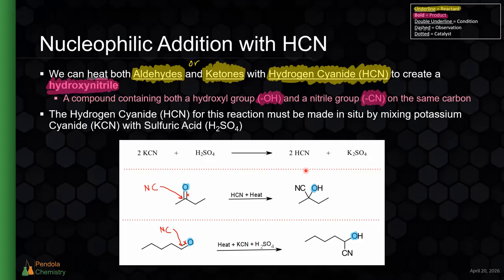So this is the hydroxynitrile we talked about. The carbon in question, which is a carbon of the carbonyl group in the aldehyde or ketone, is going to have both an OH and a CN group.